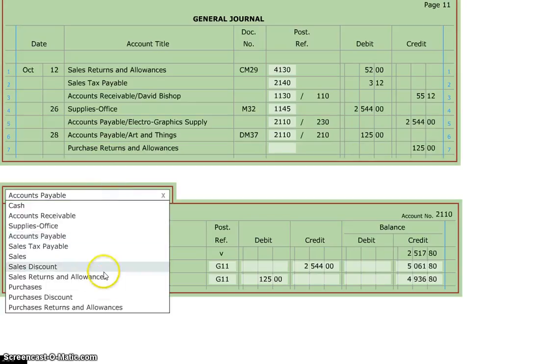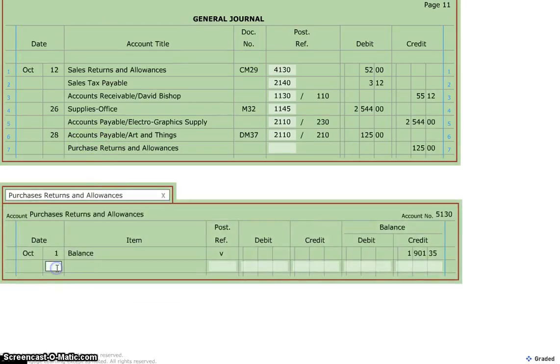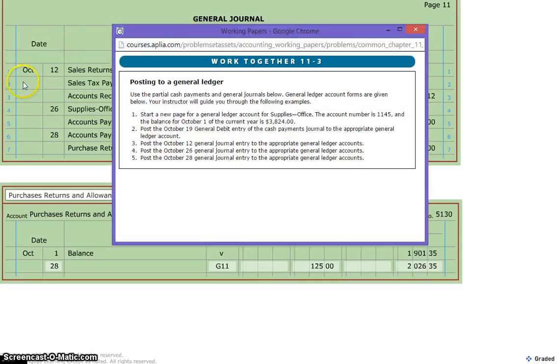And lastly, we open up purchases, returns, and allowance. We're still on the 28th. We're still on G11. And this time we have a credit of $125. And we have a credit balance with a credit entry, so now we're going to add those two numbers together. So our new balance here is going to be 2026.35. And then finally put the 5130 up here. And I believe that was our last instruction.